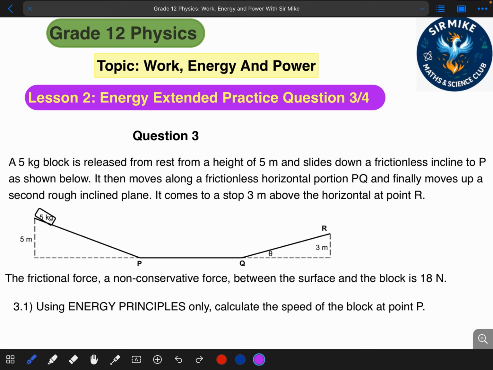They say that the frictional force, a non-conservative force, between the surface and the block is 18 newtons. For question 3.1, you must notice that in that statement, between these points we do not actually have friction. So between the starting point and point Q, we can use the mechanical energy formula if you want.